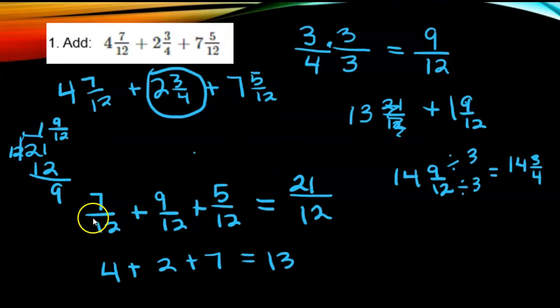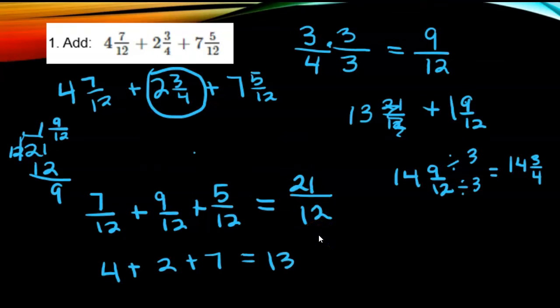Now we can add all of our fractions together. 7/12 plus 9/12 plus 5/12 is 21/12. Then we add our whole numbers together, 4, 2, and 7, and we get 13. So when we add those together, we get 13 and 21/12.